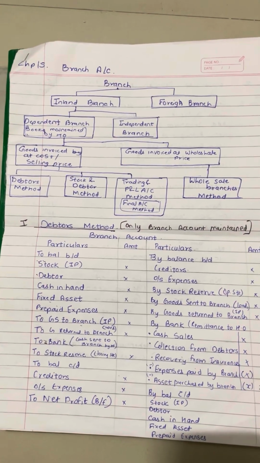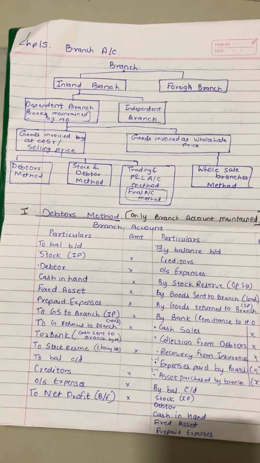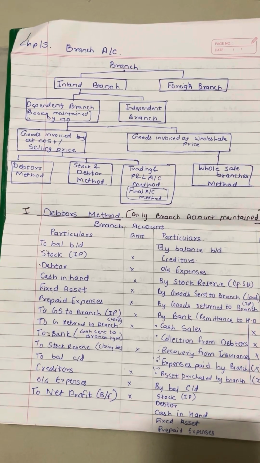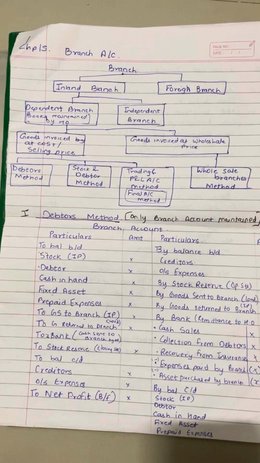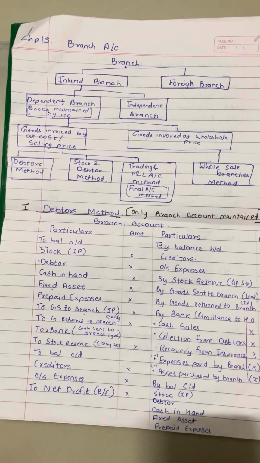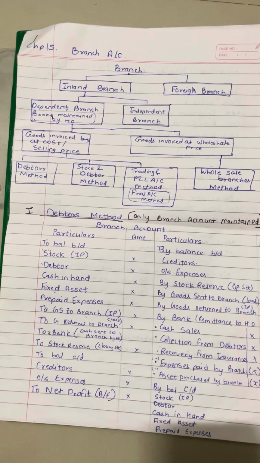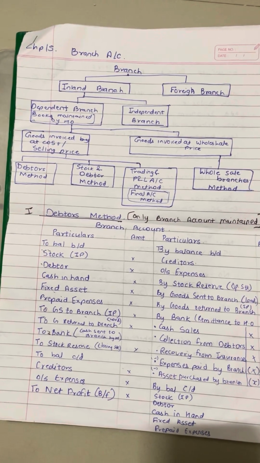office can send goods at cost or selling price, and in that case there are three methods which we have to follow, that is debtors method, stock and debtors method, trading and P&L method, that is also called the final method. When goods are invoiced at wholesale price, then another method, namely wholesale branch method, is followed.